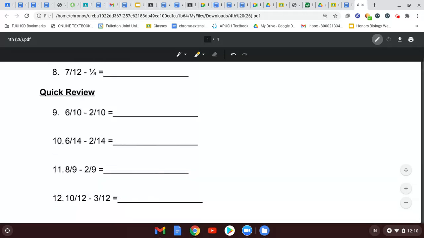So quick review. We're just going to go over subtracting fractions with like terms, so denominators that are the same. So number 9, 6/10 minus 2/10 is just 4/10. But remember that you have to simplify this. So that would be 2/5.